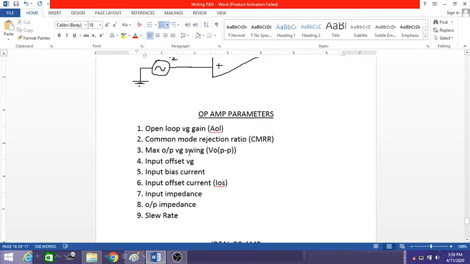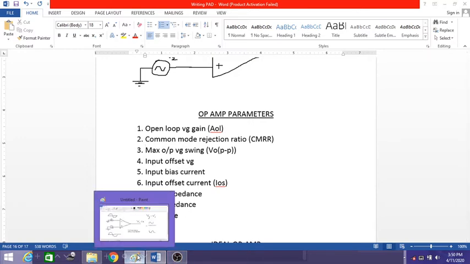There are 9 parameters of Opamp: open loop voltage gain, common mode rejection ratio, maximum output voltage swing, input offset voltage, input bias current, input offset current, input impedance, output impedance and slew rate. Let us talk about each of these individually. The first one is the open loop voltage gain.